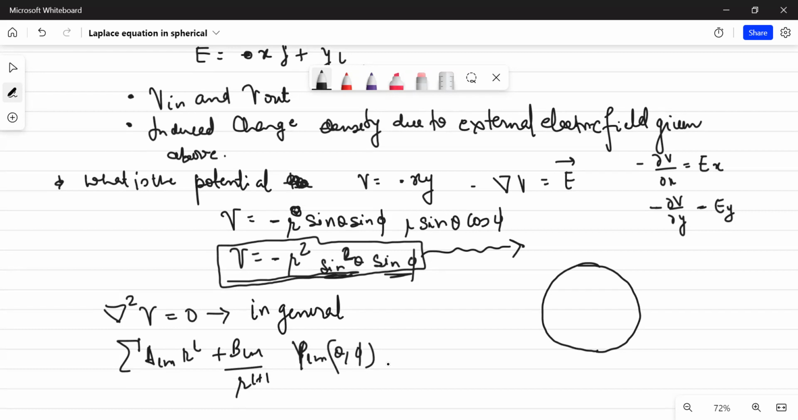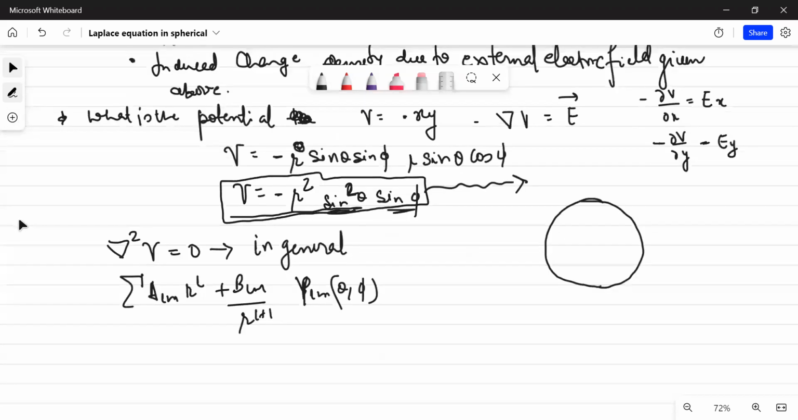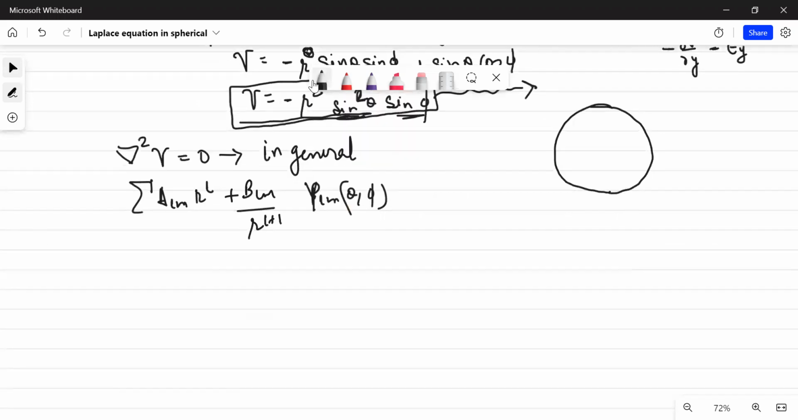Okay, and now even as r tends to infinity, your potential is not becoming zero. As r tends to infinity, your potential is still infinity. So what I will do, the first condition is that whatever potential is there on the surface must be continuous. So potential on the surface must be continuous.